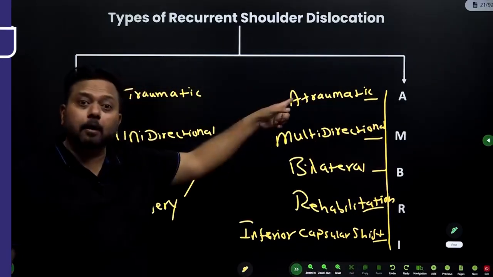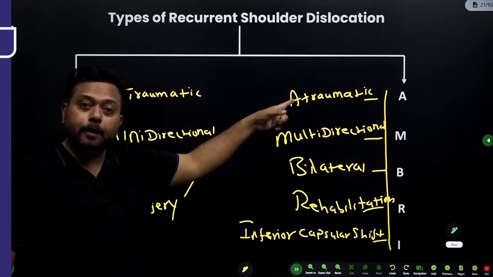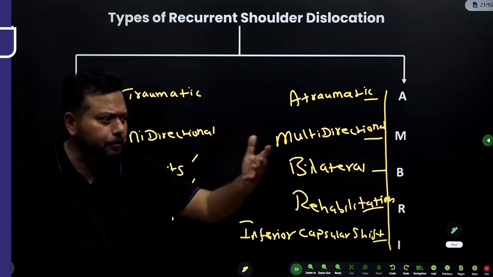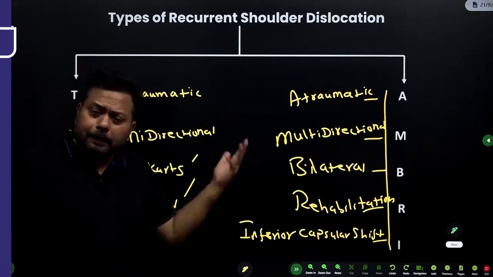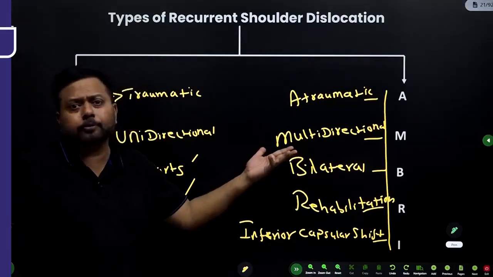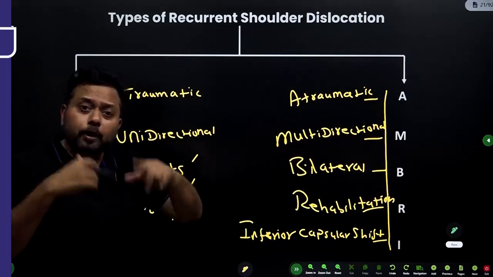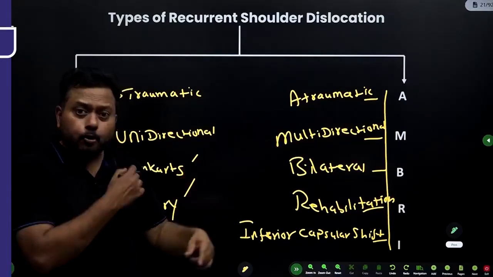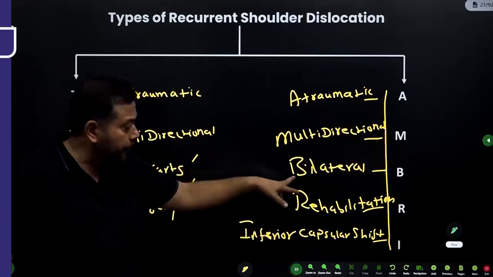is not trauma, atraumatic. It happens spontaneously, atraumatic. And multidirectional. First time, sir, it was an anterior shoulder dislocation. Second time, it was posterior or inferior. Third time, again inferior or posterior or anterior. So, it's going multidirectional. Second point. And both the shoulders are getting dislocated, bilateral.